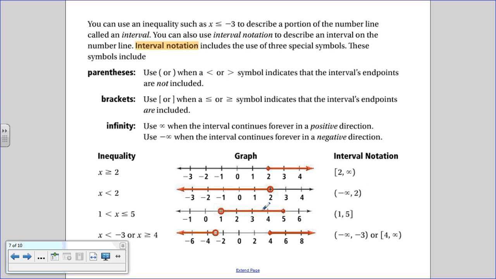Here, one that's an AND, that's between the two. 1 is not included, so it's a parenthesis, and it goes up to 5, which is included. It's a solid dot, and that's why it's a bracket. And then here's how you would write them using ORs. From negative infinity up to negative 3, parenthesis, because it's an open circle, or 4, it's a bracket, because it is included, up to infinity, and it's a parenthesis because it's not included. So those are some of the things that we're going to be looking at in this section.